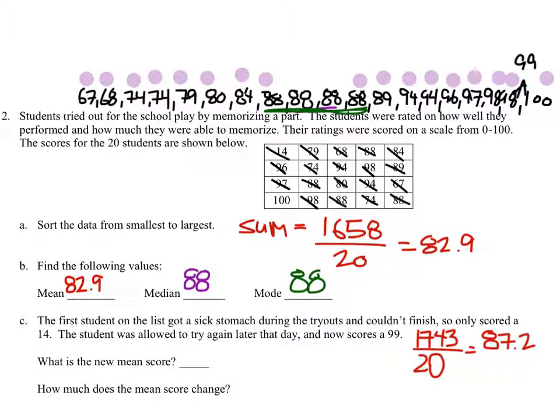How did the mean score change? Well, it improved by almost 5 points. About 4.5 points, which is pretty good for the mean, if we're looking at the averages. So it did change. It went up by almost 5 points.